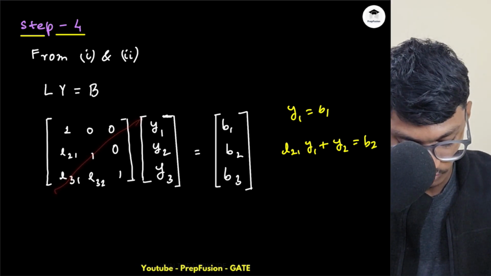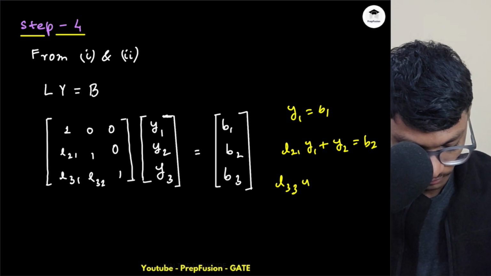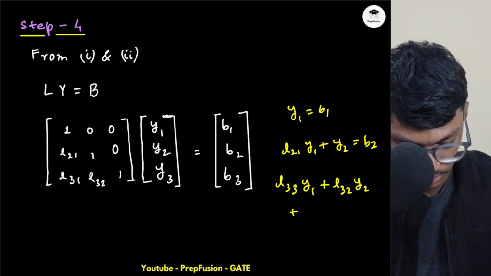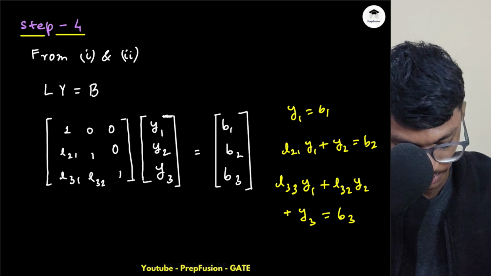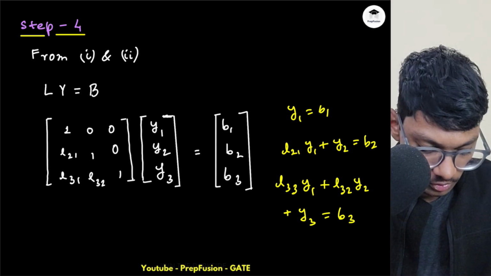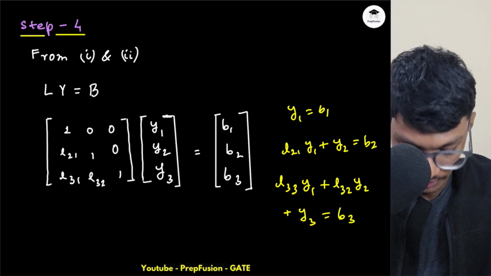I get L31 times y1 plus L32 times y2 plus y3 equals b3. So from here you will be able to find out y1, y2 and y3, right?